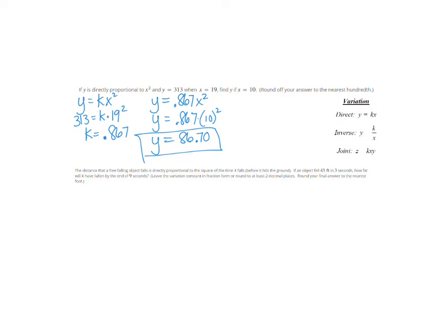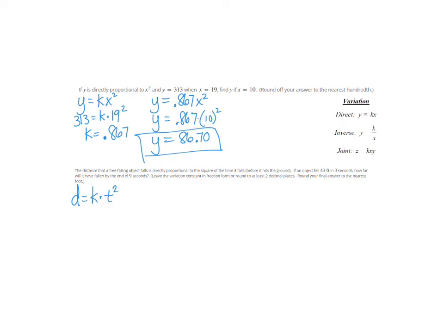Now this second one is still direct variation, but it's one of the applications. And sometimes those are a little bit trickier to understand, what they're talking about or where values go, so I'll help you with that. It says the distance that a free falling object falls is directly proportional to the square of the time that it falls. So distance varies directly with the square of the time. That's what that means.